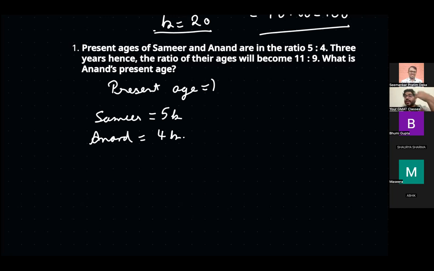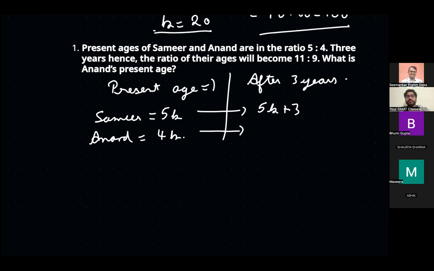Then it says 3 years hence. That means after 3 years. So after 3 years, can't I say that the age of Samir would become 5K plus 3 and the age of Anand would become 4K plus 3? Everyone is able to follow till here? Then the ratio is given as 11:9. So basically, (5K plus 3) upon (4K plus 3) equals 11 by 9.